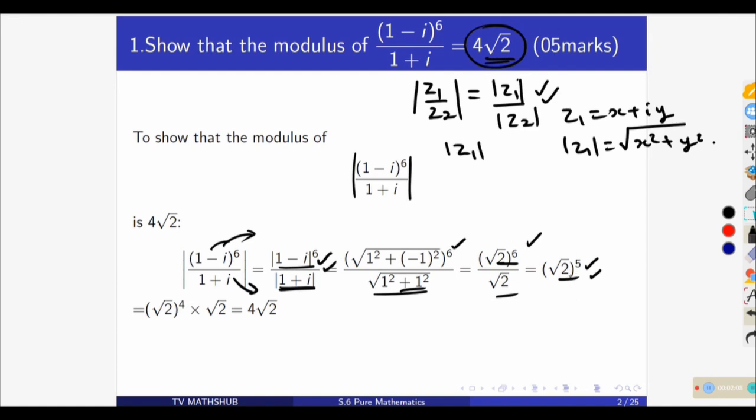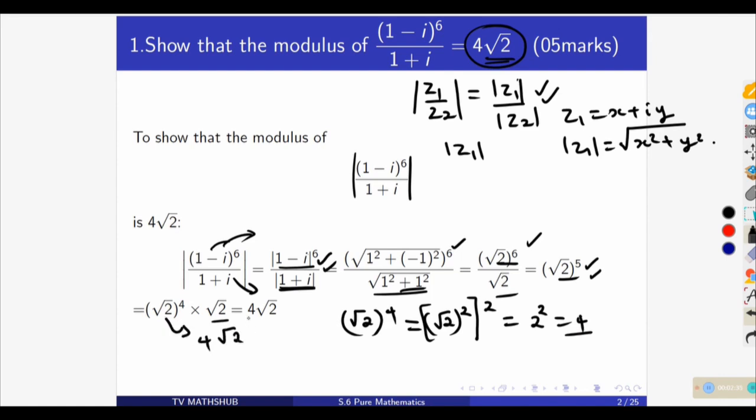So we understand that this can be expressed as the square root of 2 to the power of 4 times the square root of 2. But what is the square root of 2 to the power of 4? Square root of 2 to the power of 4 is actually the same as the square root of 2 squared, then the whole of this is also squared. So this is the same as having 2 squared, which is actually 4. So this will give us 4 times square root of 2, which is the same as 4 root 2. And that will be the required answer.